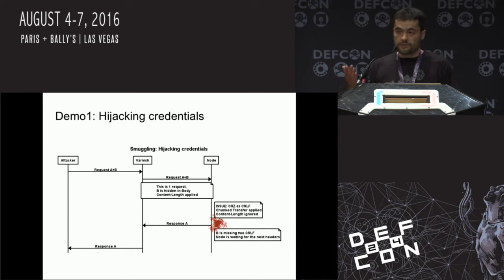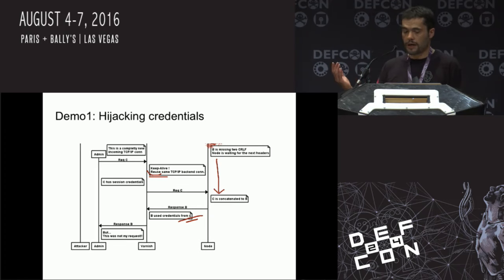I send a request to Varnish, which is a reverse proxy cache. And this request is the request you just saw. You've got, in fact, two requests, but it's just one. The request goes to Node. Node has a splitting issue, so it now thinks there are two requests, and it sends back one response.